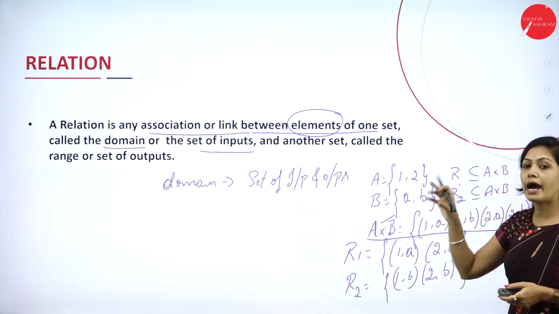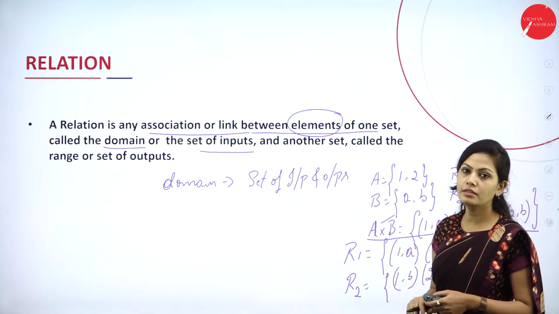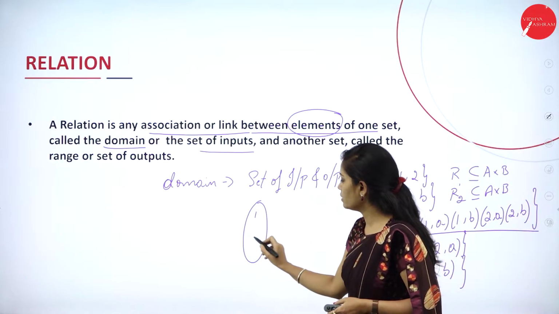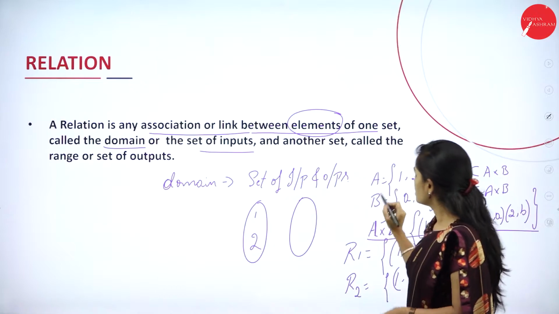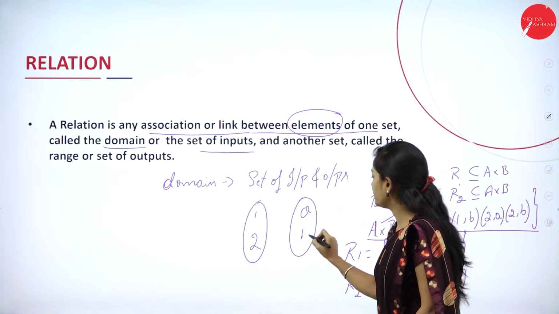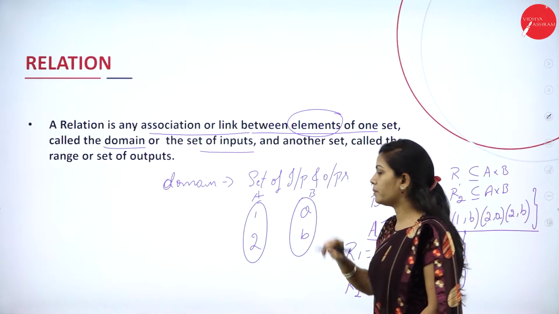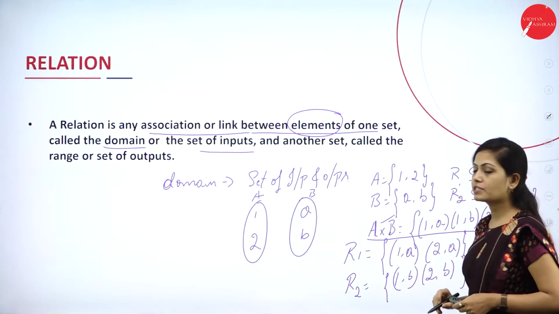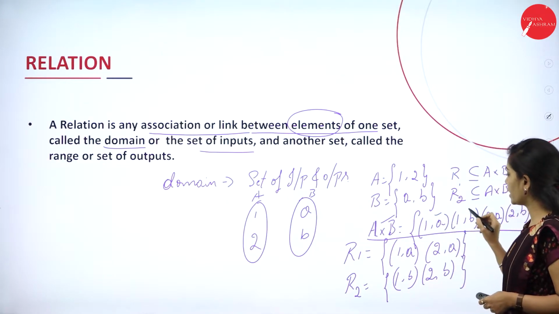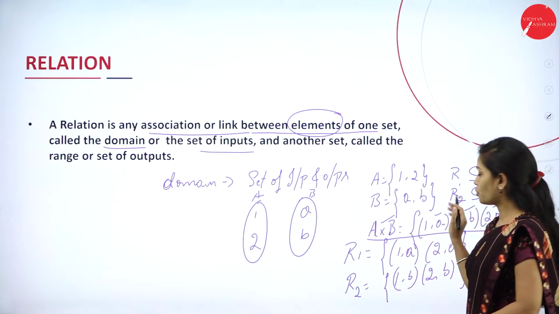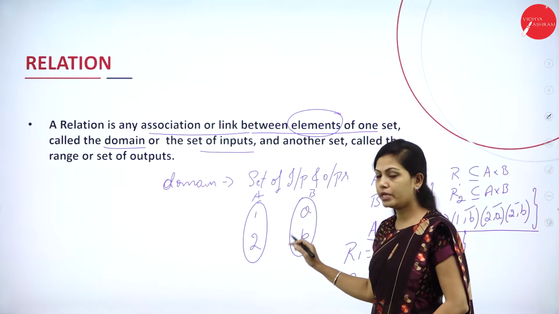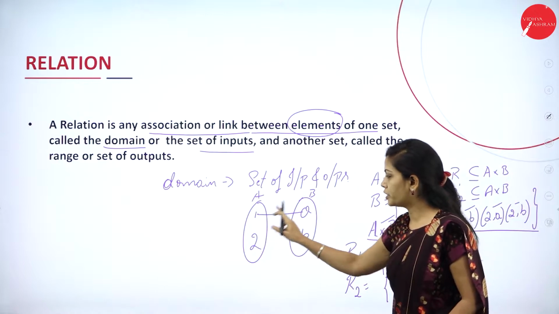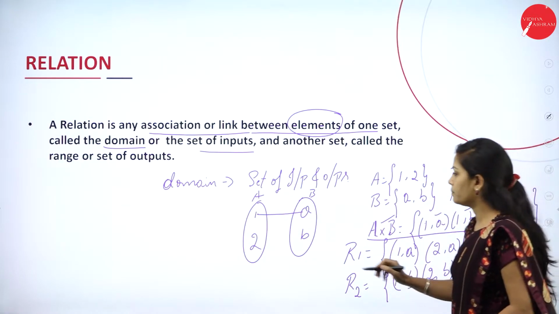So using an arrow diagram you can represent the relationships. Here in set A I have 1, 2 and in set B I have A and B. This is set A and set B. How to relate set A and set B? After finding A cross B, that is the Cartesian product, I got (1,A), (1,B), (2,A), (2,B), right? So I will relate each and every element. So for (1,A), I will connect 1 to A and again 1 to B.